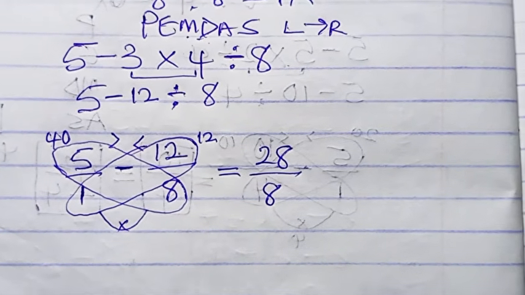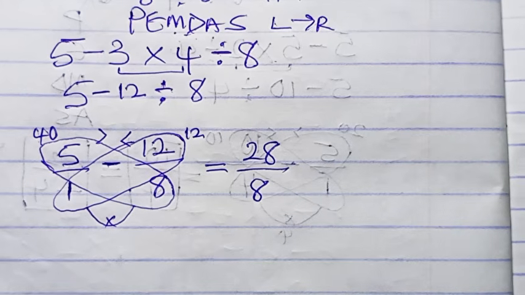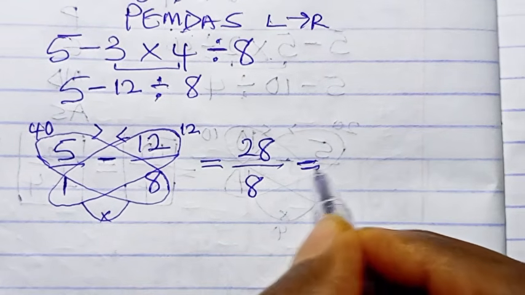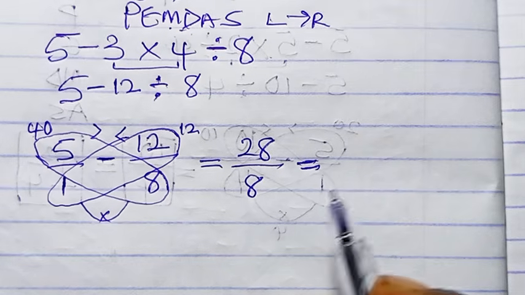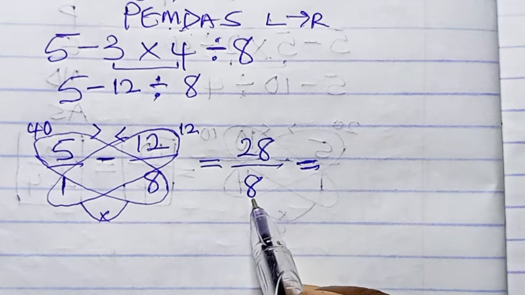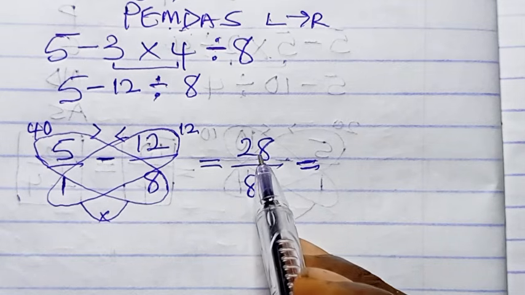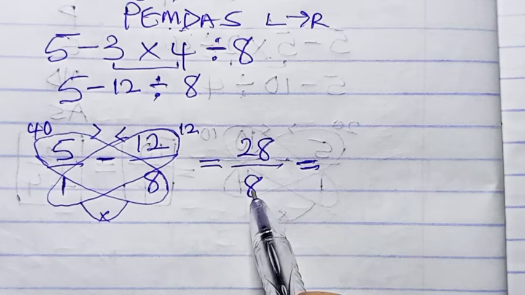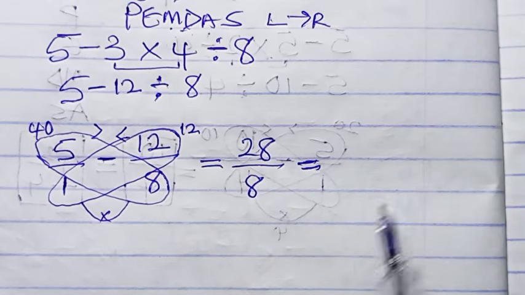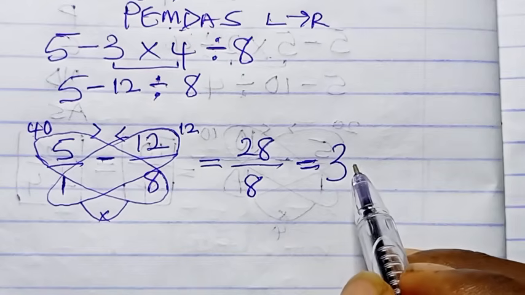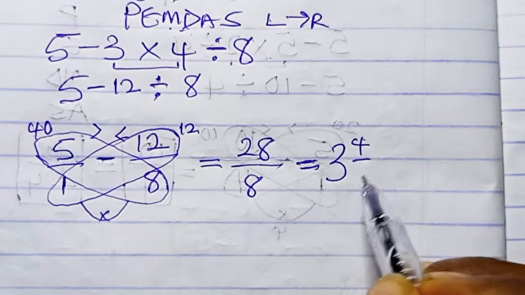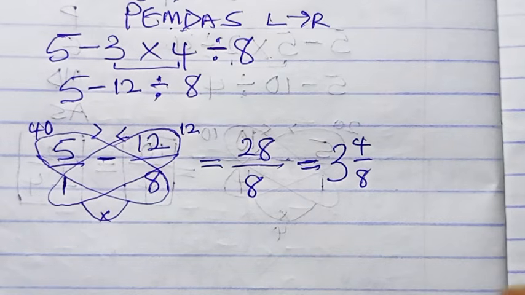So this answer is an improper fraction. So let's see if we can change it to a mixed fraction. This 8 will go into this 28. How many times? 28 divided by 8 is going to give us 3. There's going to be a remainder. The remainder will be 4, right? 4 over 8. That's the mixed fraction answer.